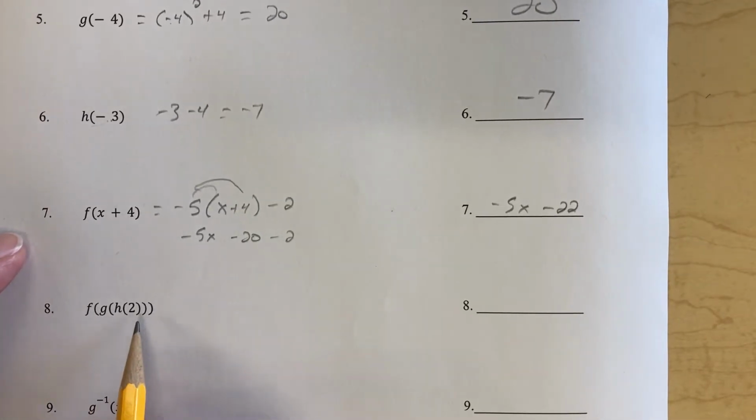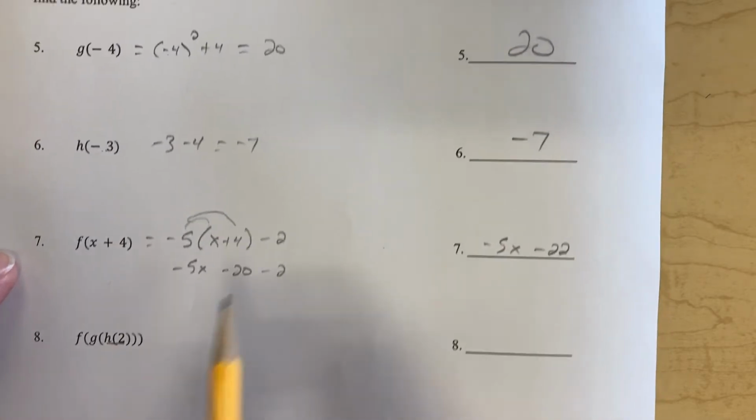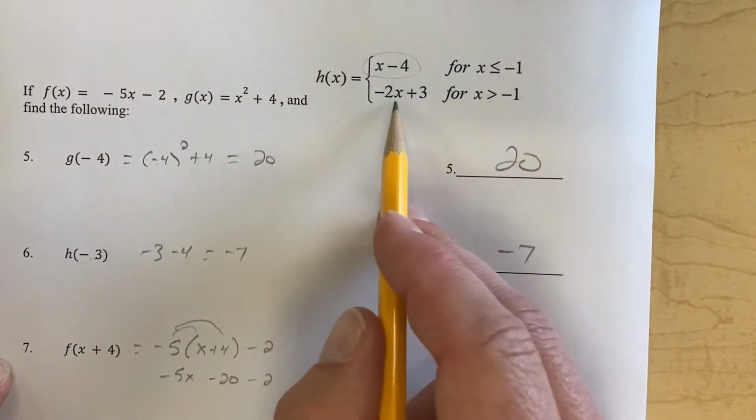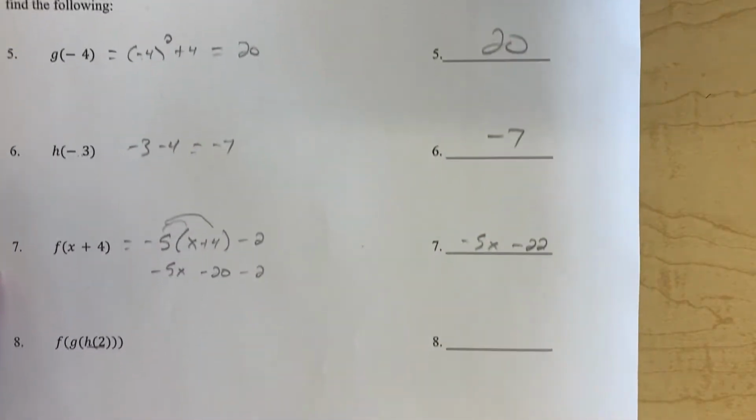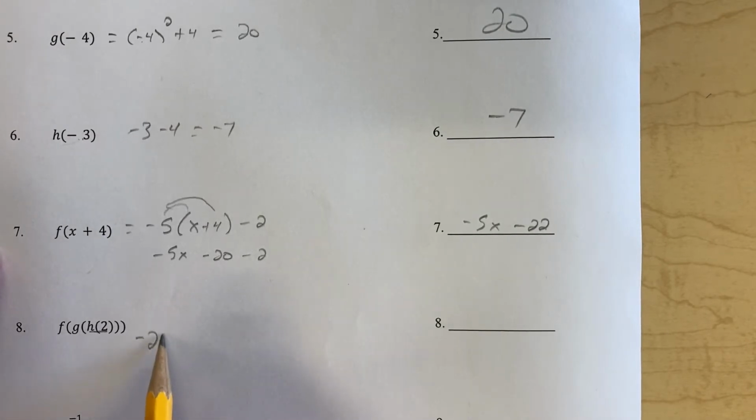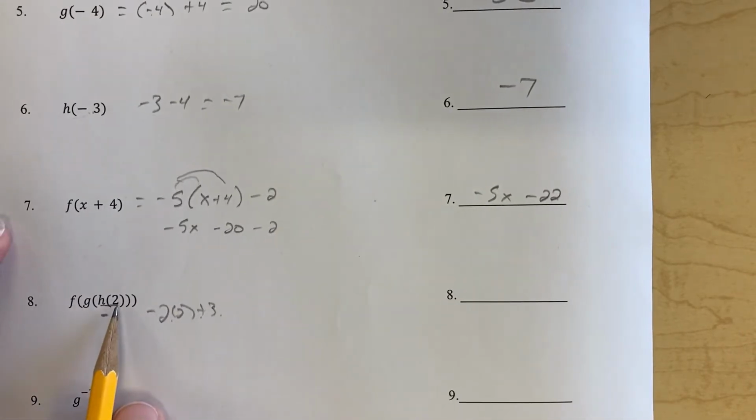F of g of h of 2. So we're going to start inside here, h of 2. 2 is bigger than -1, so we're going to use this part right here. So you're going to go -2 times 2 plus 3, which will give us -4 plus 3, and that's a -1. So h of 2 is -1.